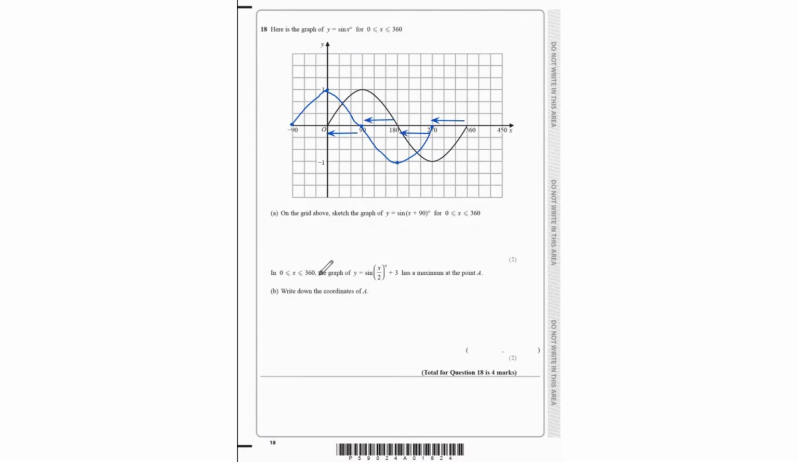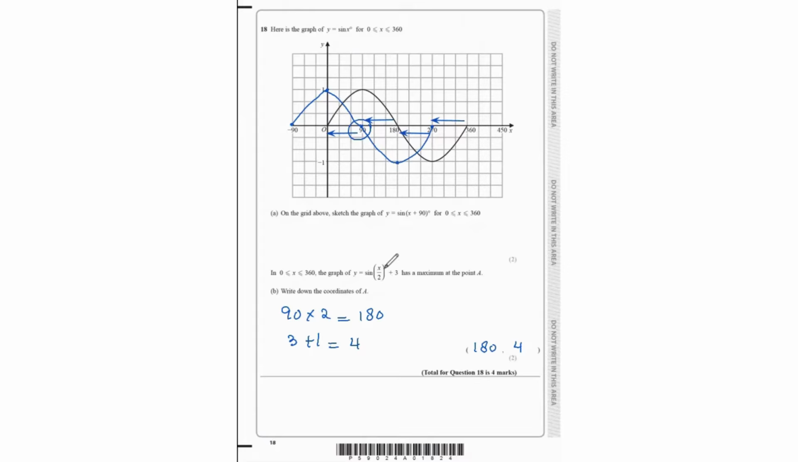Then for x less than or equal to 360 and greater than or equal to 0, the graph of y equals sine of x over 2 plus 3 has a maximum point at A, right on the coordinates of A. So now since x is being divided by 2 in the equation, that means to the coordinate we will times it by 2. And to the y value we will add 3 because we're adding 3 to the equation. So if you look at the maximum value, that's 90 and 1. So 90 times 2, that's 180. And 3 plus 1, that's 4. So the coordinates of A are going to be 180 and 4.